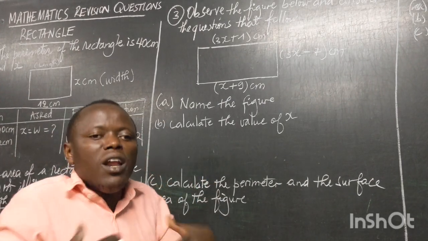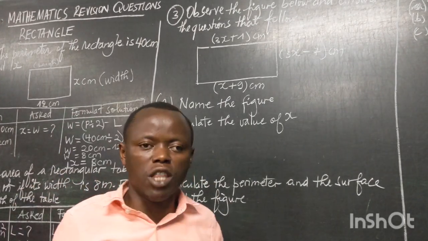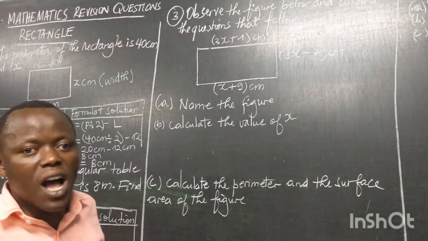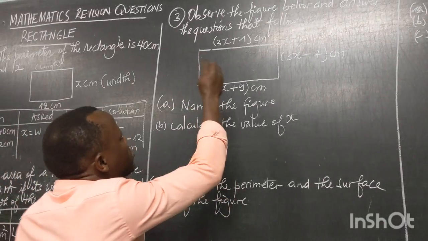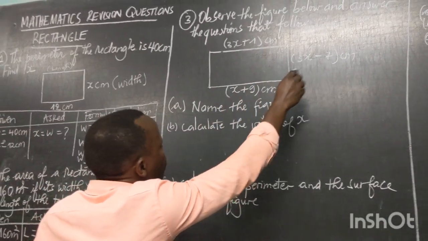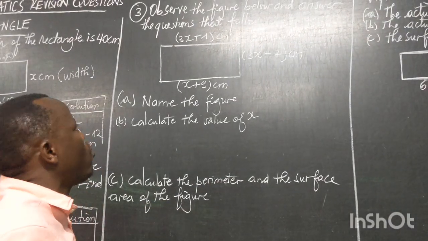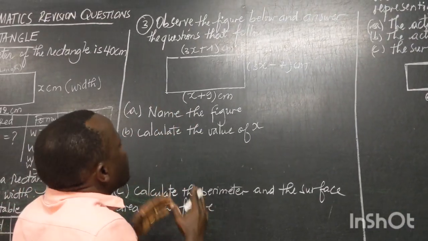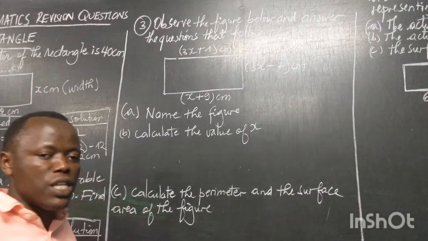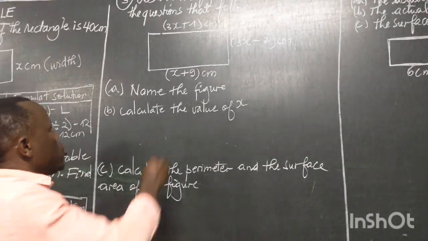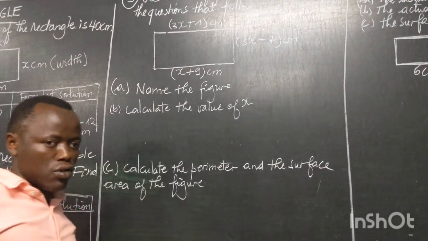So now let's start with question number 3. The question is asking: observe the figure below and answer the questions that follow. So here we have a rectangle as usual.